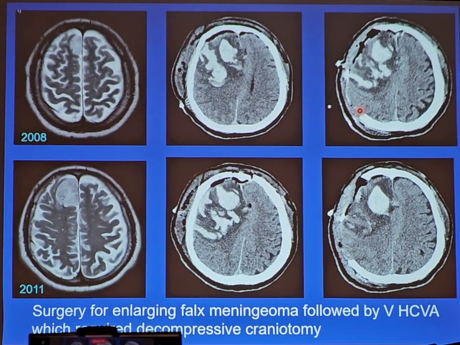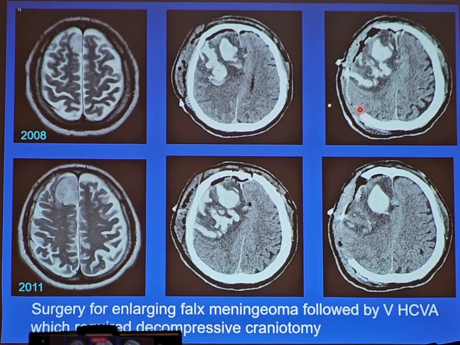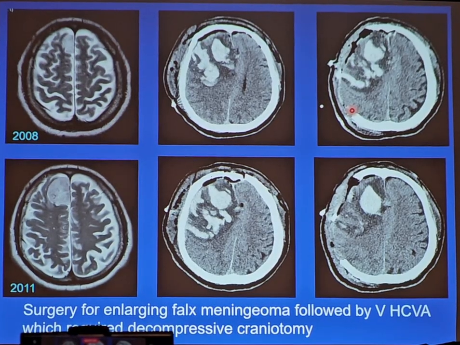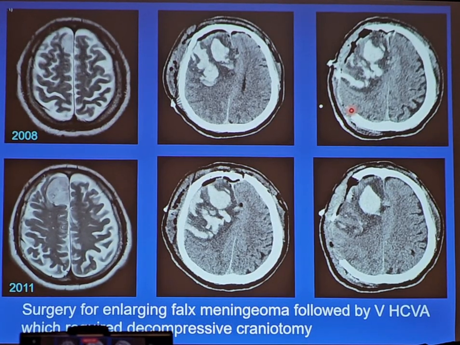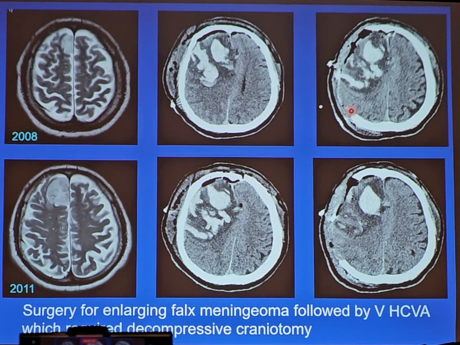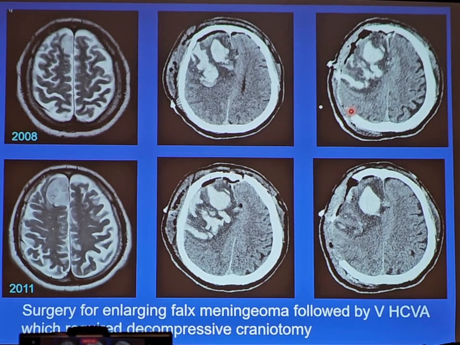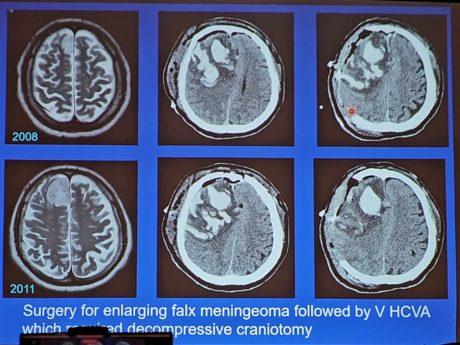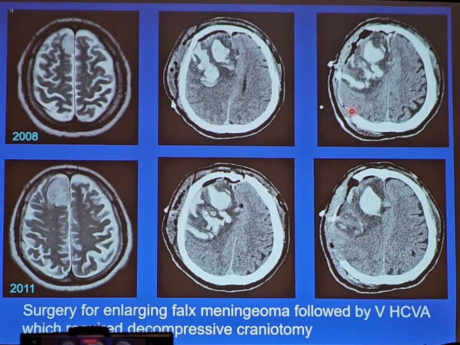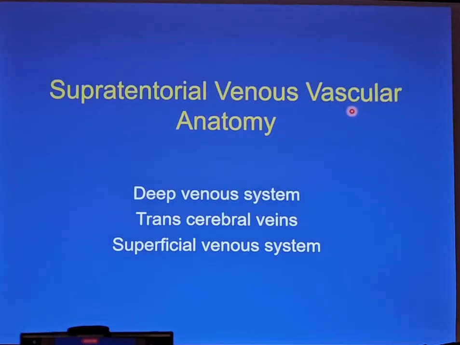So here we have the sequelae of what should have been a very predictable good outcome, which became a disaster because of the apparent sacrifice of the venous drainage in the region. Most surgeries, as you know, get away with interference of some of the cortical veins, because there's such a good anastomotic network. But in certain cases, like this one, it turned out not to be the case, and a disaster occurred. So let's look a little more in detail at the supratentorial venous vascular anatomy.